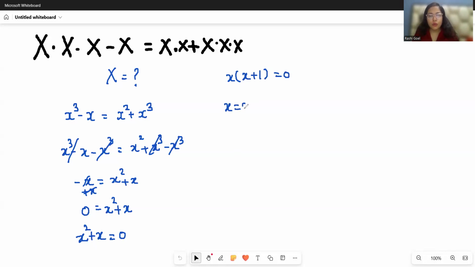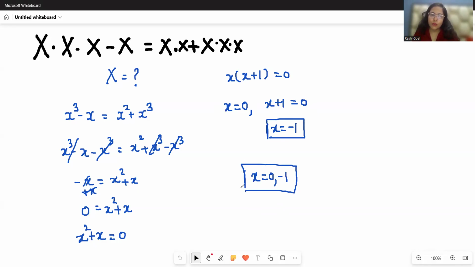So we have two roots. First x equals 0, then x plus 1 equals 0, so x equals minus 1. So what is the value of x? 0 and minus 1. I hope it's clear and you find it useful.